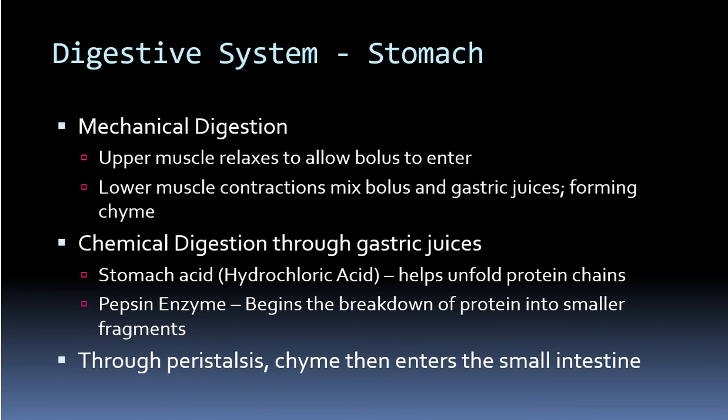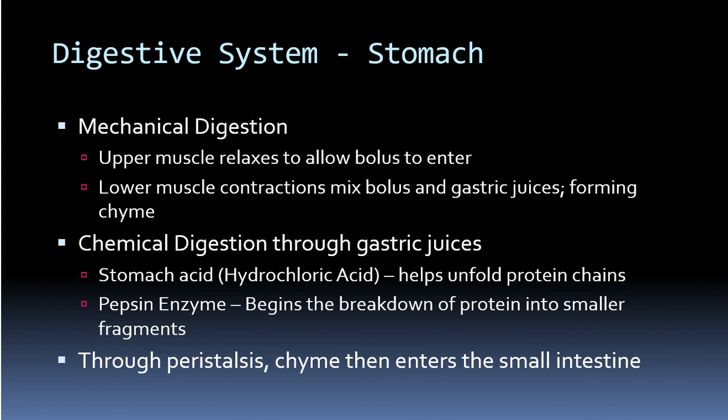Now, the stomach will be the next major hollow organ. Like in the mouth, you will see both mechanical digestion and chemical digestion occurring in the stomach. For the stomach, the upper muscles will relax, which allows the bolus to leave the esophagus and enter into the stomach. And then the lower muscles will contract and help mix the bolus with gastric juices. And this new combination of material is called chyme.